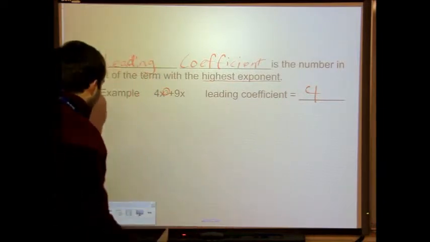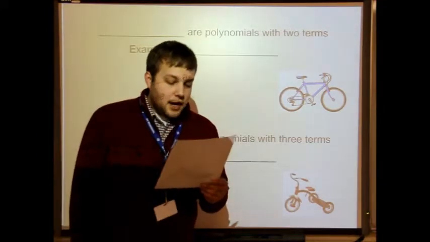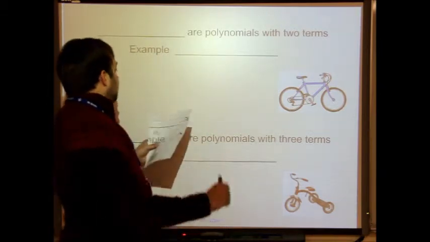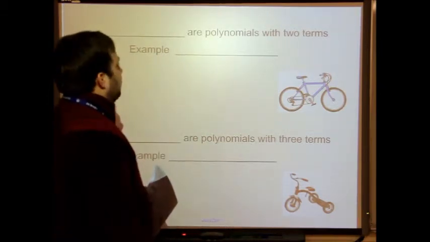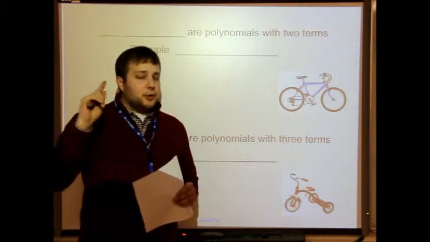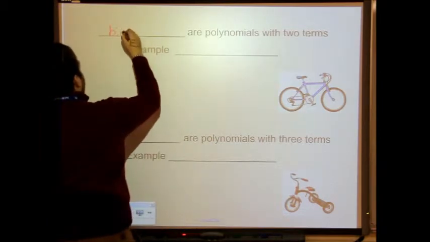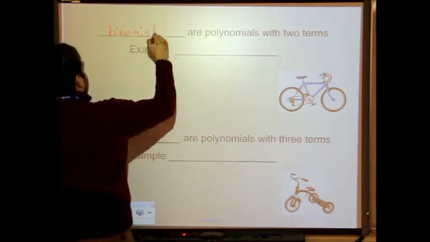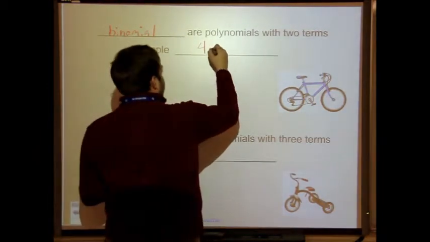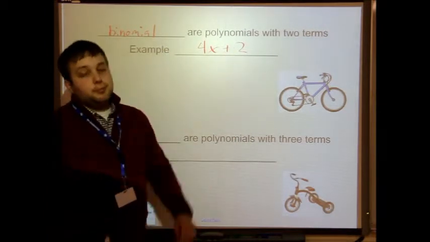Alright, next. And these are all terms that are going to be on your test, so listen up, be careful. Blank are polynomials with 2 terms. What do you guys think? Mono means 1, so what do you think is going to be 2? Well, that would be a binomial. And let's just say for an example, there's 2. 1, 2. 1, 2. Binomial.